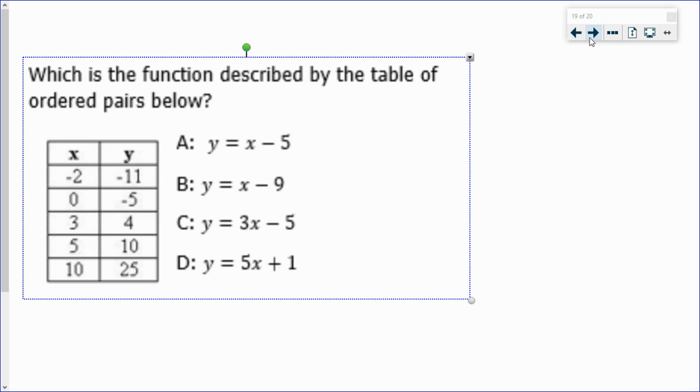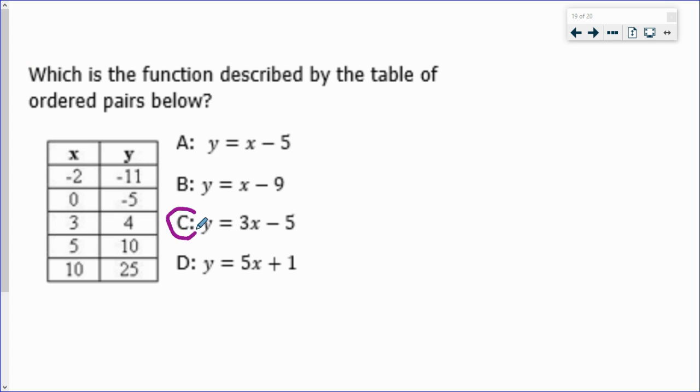Which is the function described by the table of ordered pairs below? C is the correct answer. We need to take each of these x values and plug them in for every x in the equation to see which one gives us a matching y value. When we take negative 2 and plug it in for x in letter C, 3 times negative 2 is negative 6, minus 5 is negative 11.